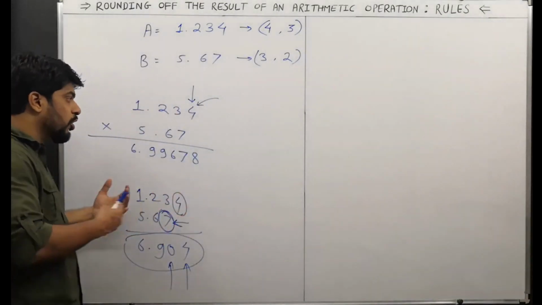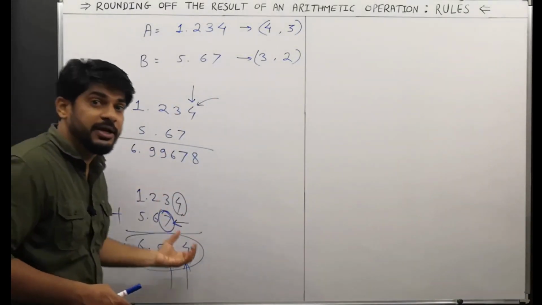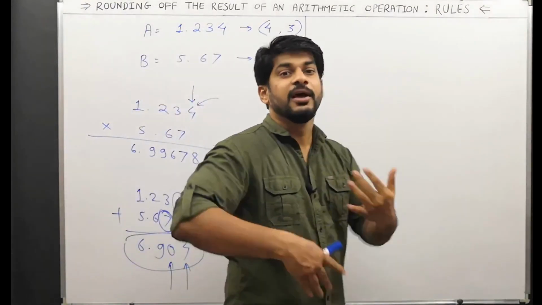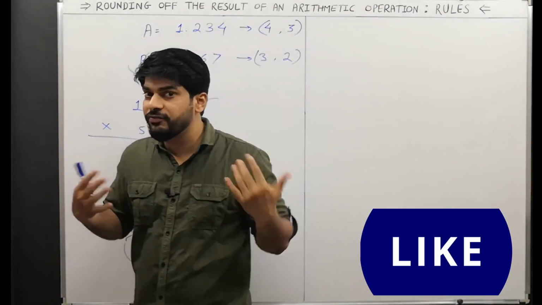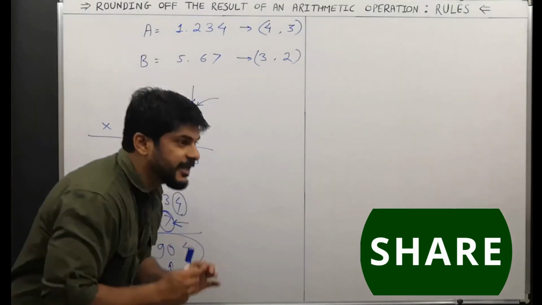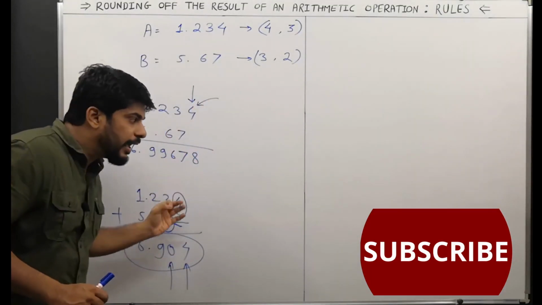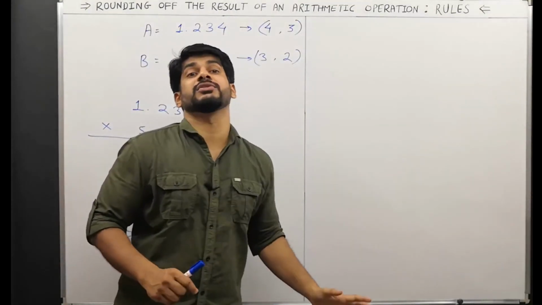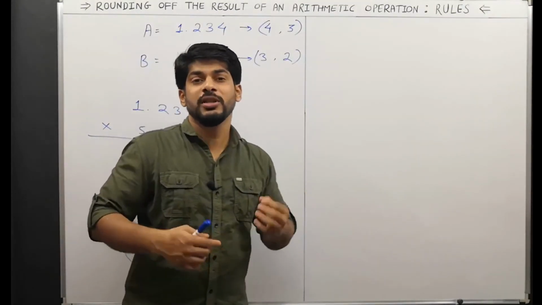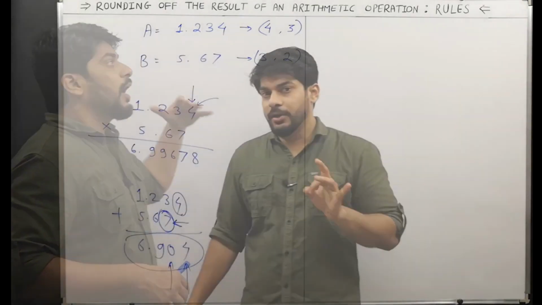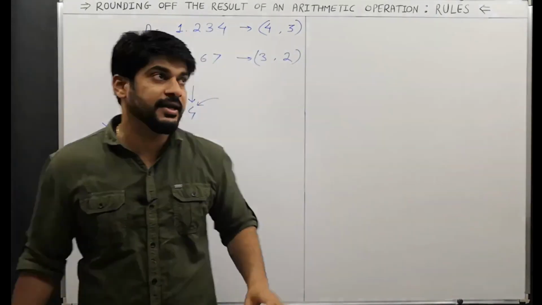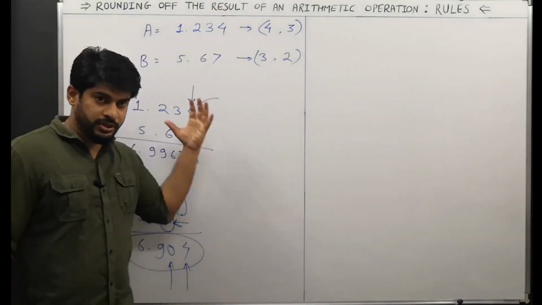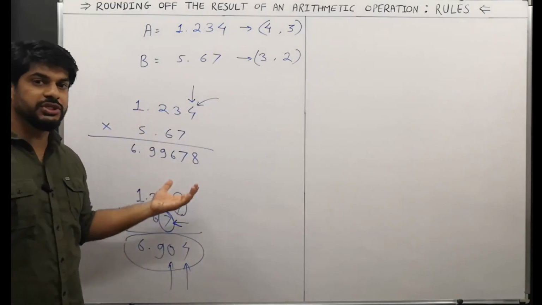And these rules talk about all these mathematical operations and their results, and what number of significant figures should be retained in any answer of any mathematical operation. That is what we are going to learn in this. So I hope this is clear. Why exactly do we need these rules?